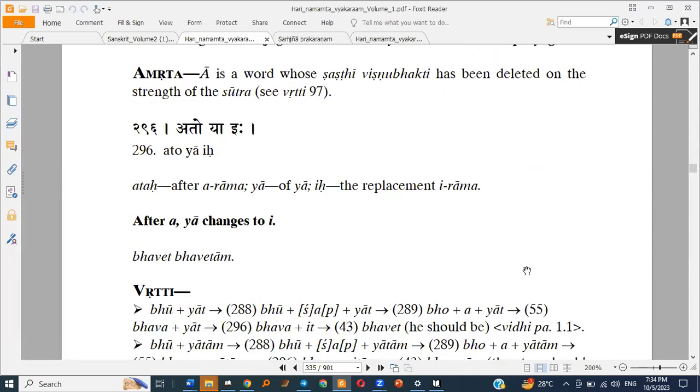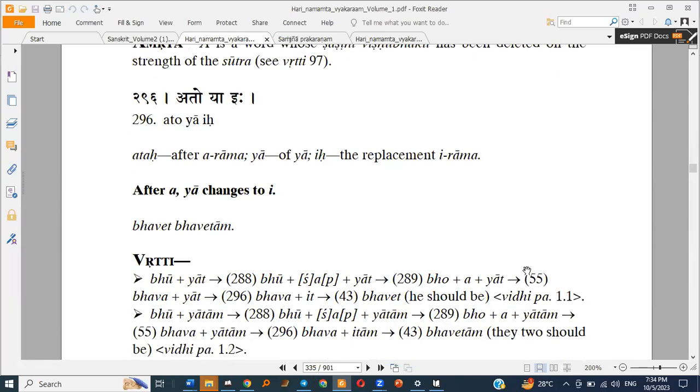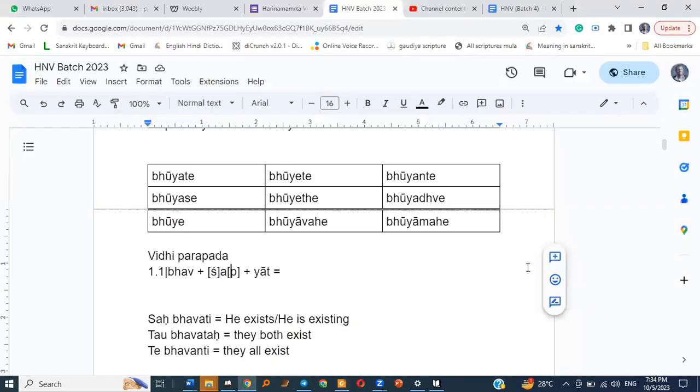Ata Ya E: after A Rama, Ya changes to E. So here, after this A Rama, this Ya will change into E. And then Adva Midva A is applied, and we get Bhavet. Siddhim Bhavet. This Bhavet, that Bhavet. Let it be like this, and so on.